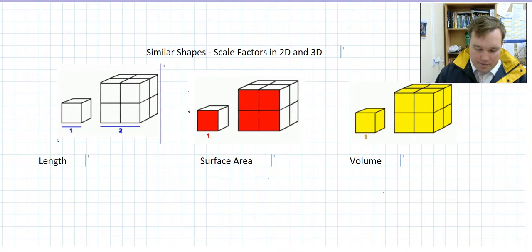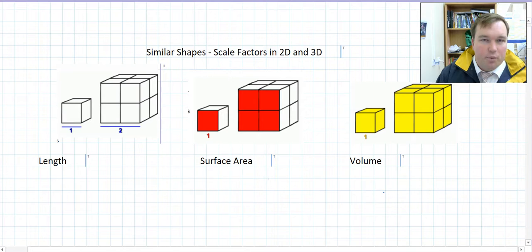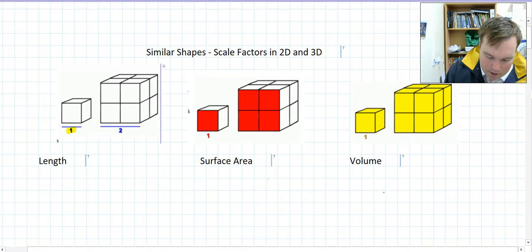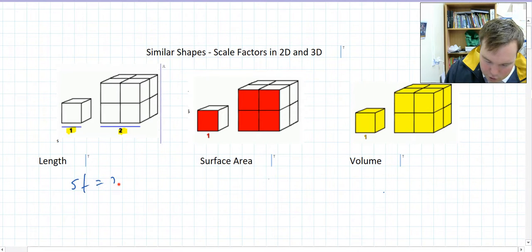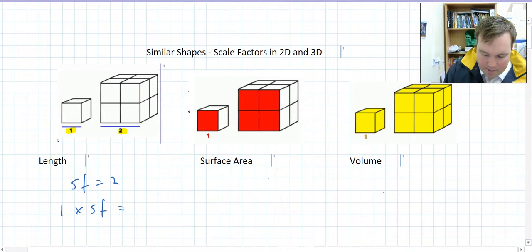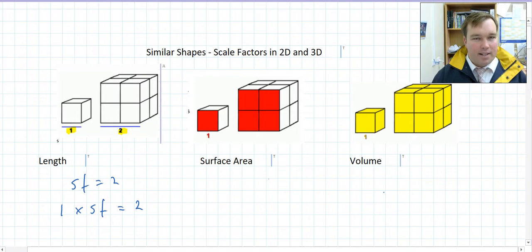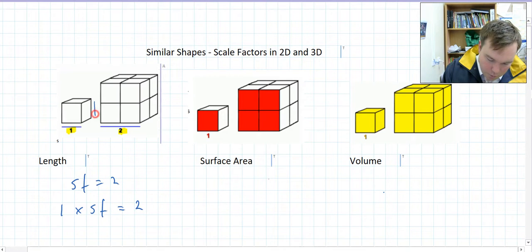Alright, length. When we blow up a shape, we use something called scale factor. Essentially, if we're going from a length of 1 to a length of 2, our scale factor is 2. So we're taking the small length, multiplying it by the scale factor to get the large length. Easy enough. And we can see that that works along all the edges. So if this edge was 1, it's now 2 high, etc.